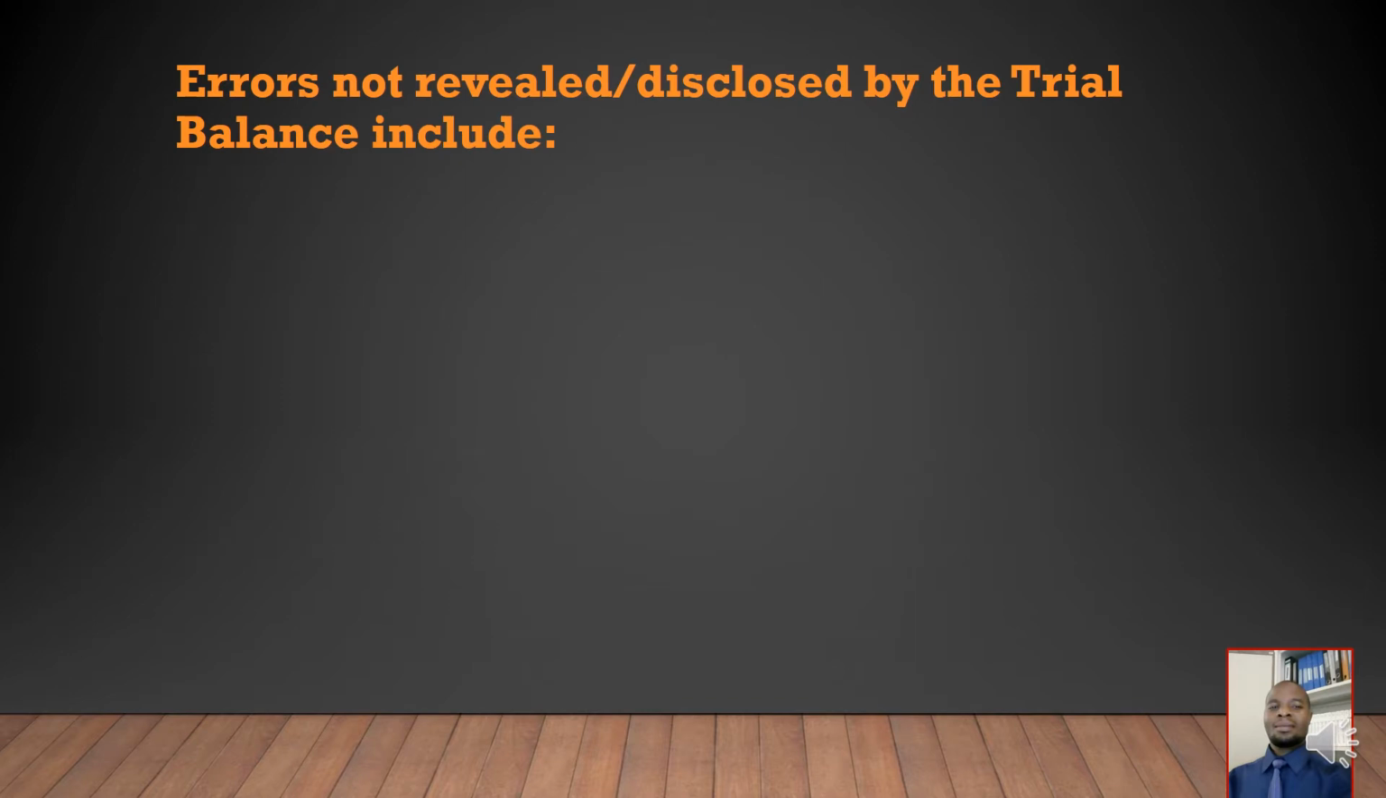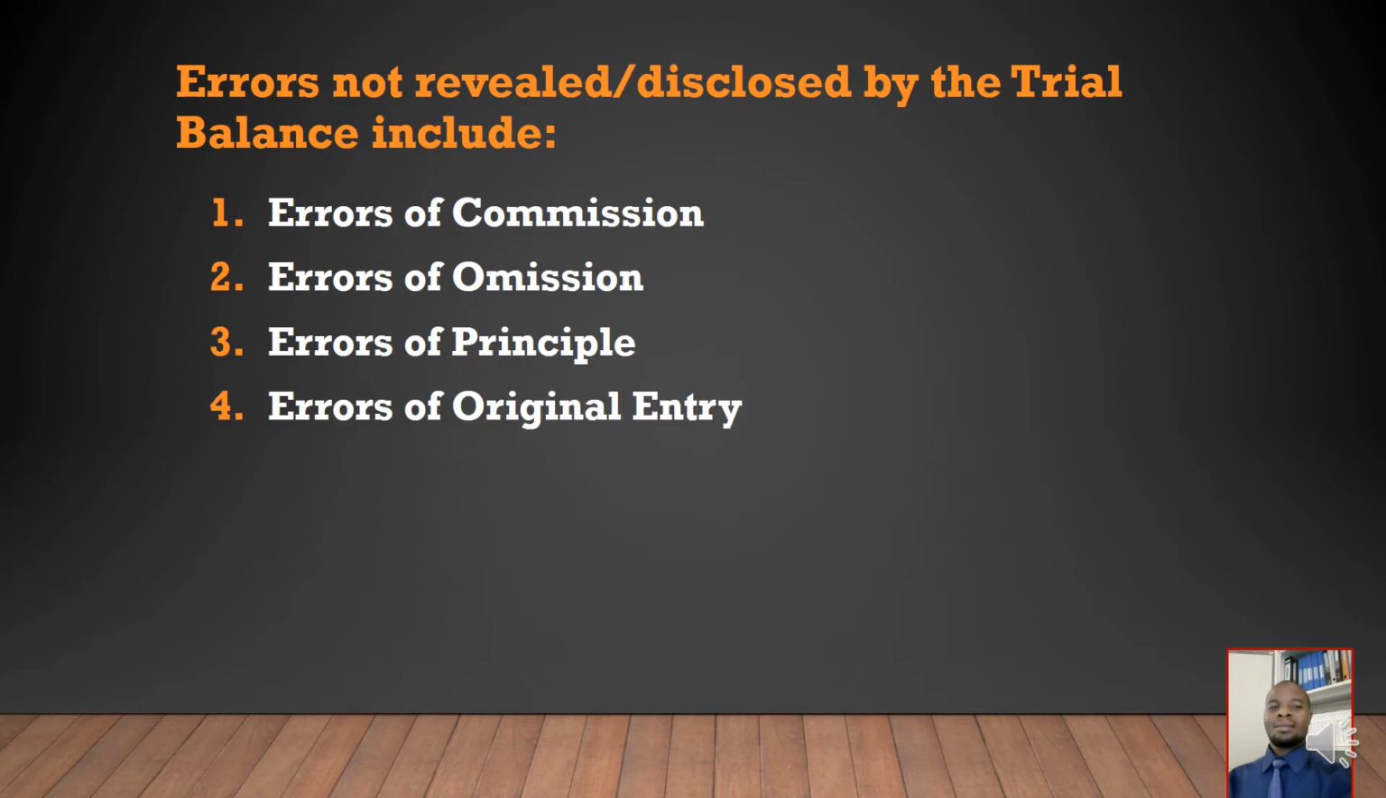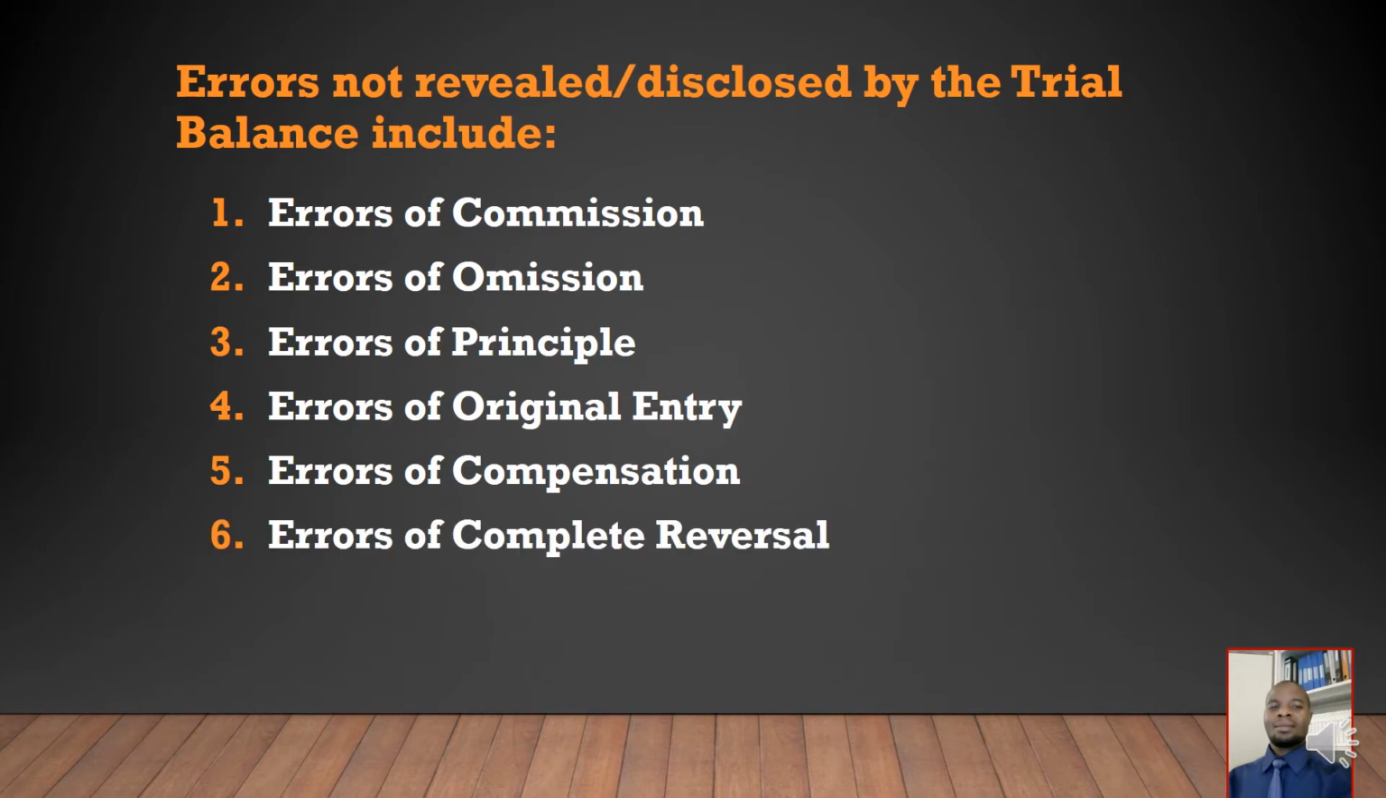What are the errors not revealed by the trial balance? Errors not revealed by the trial balance may include the following. Number 1, the errors of commission. Number 2, errors of omission. Number 3, errors of principle. Number 4, errors of original entry. Number 5, errors of compensation. Number 6, errors of complete reversal. Number 7, errors of transposition. That's quite a good number, and you need to remember all of them.